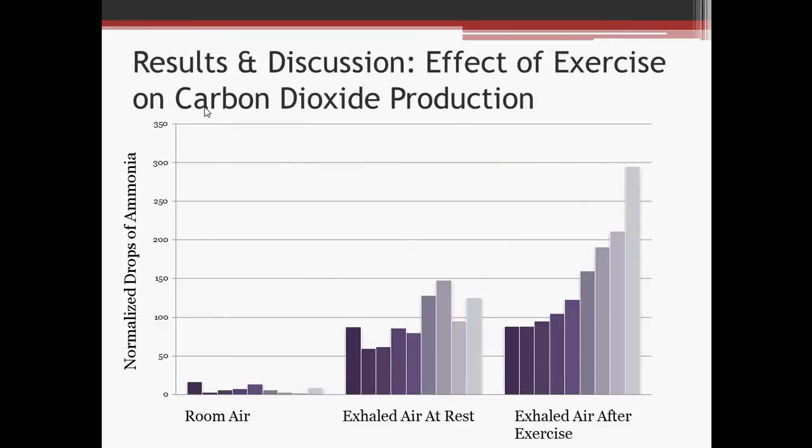Figure 1 shows the normalized values of the drops of ammonia solution required to turn the phenolphthalein pink, using the data collected by several lab groups. As made clear by the figure, exhaled air at rest has a greater carbon dioxide content than room air, and exhaled air after exercise contains an even greater concentration of carbon dioxide than exhaled air at rest. When comparing the average normalized number of drops of ammonia, exhaled air has 92% more carbon dioxide than room air. The exhaled air after exercise contains 35% more carbon dioxide than exhaled air at rest.